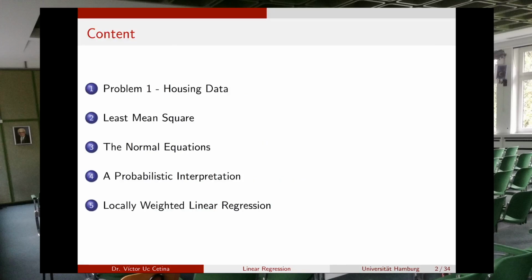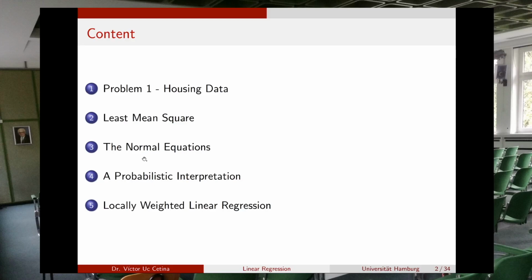In this lecture, first I will talk about some data that we are going to use as an example to apply linear regression. Then I will talk about the main method that we need to understand now, which is the least mean squared method. And this method we are going to apply using the stochastic gradient descent algorithm, or in general the gradient descent algorithm. So we are going to solve this using an iterative method.